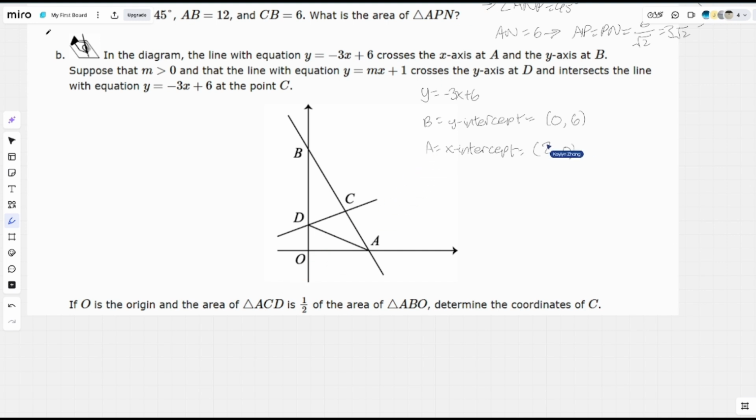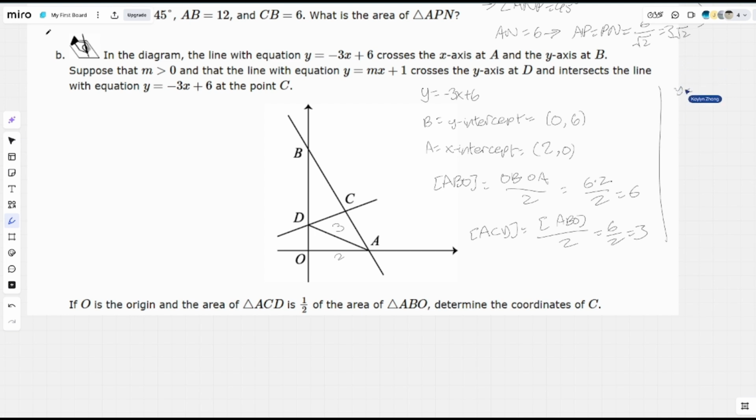So now we know that the area of triangle ABO is equal to OB times OA divided by 2, which is equal to 6 times 2 over 2, which is 6. So the area of ACD is equal to the area of ABO over 2, which is 6 over 2, which is 3. So then now we know that the area of ACD is 3, so we can label that. We also know that OA is equal to 2, so now we find where point D is.